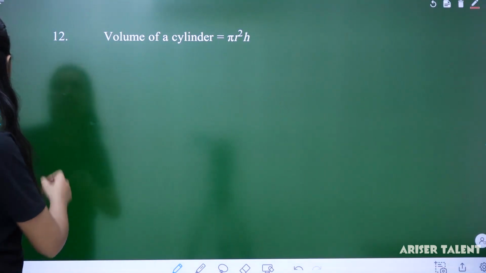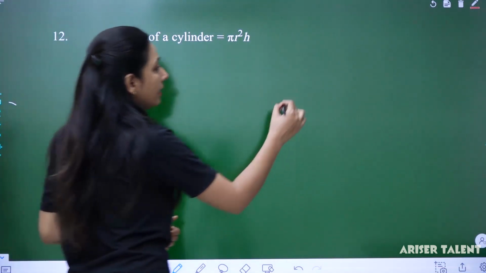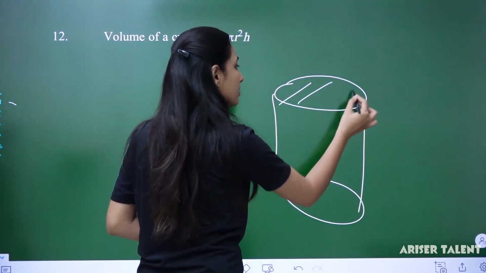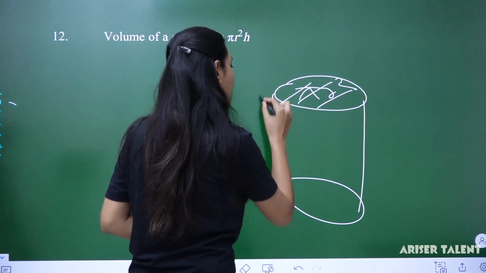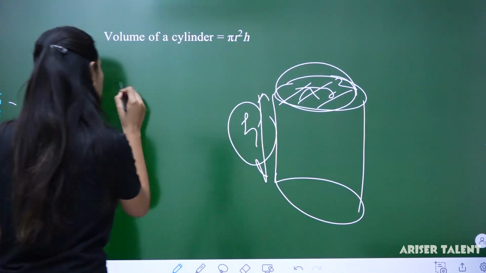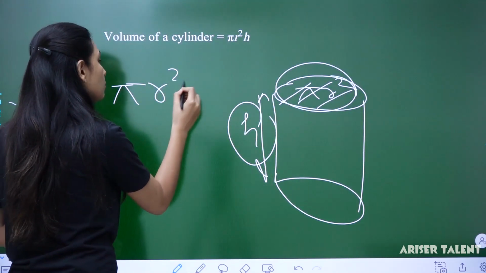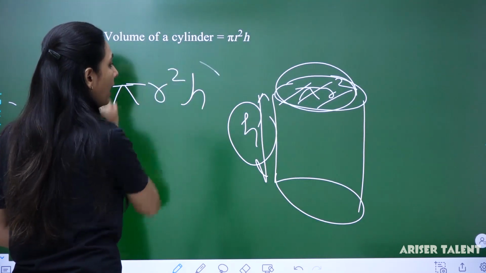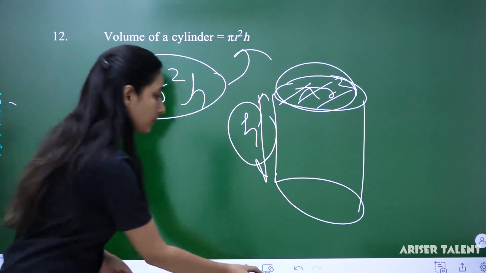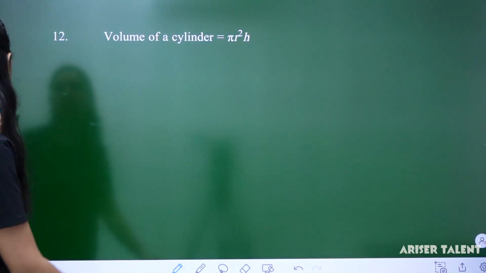Now the next one, volume of a cylinder. Volume of a cylinder is this area, pi r square, and this is the complete height. You will be multiplying this area by this height, so that will give you pi r square multiplied by height, and that will be your volume of cylinder. Understood the volume of cylinder thing?